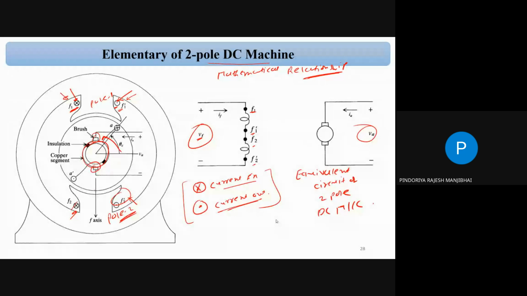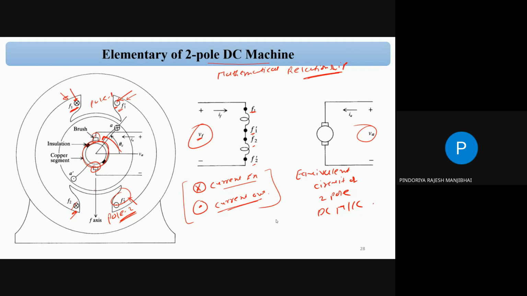Okay, so this one is basically the element of the two-pole DC machine. We will discuss the detailed mathematical analysis in the next class, but this is just for your knowledge. We can consider the simple two-pole machine. A minimum of two poles is required to design any machine.